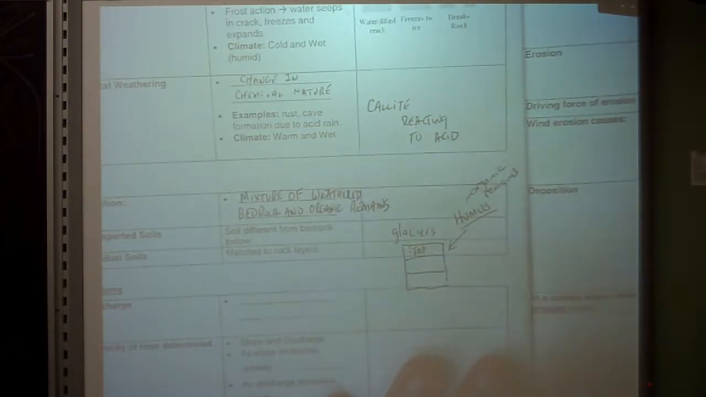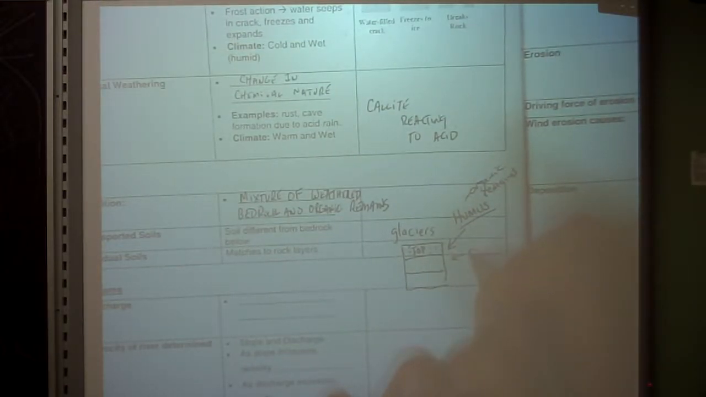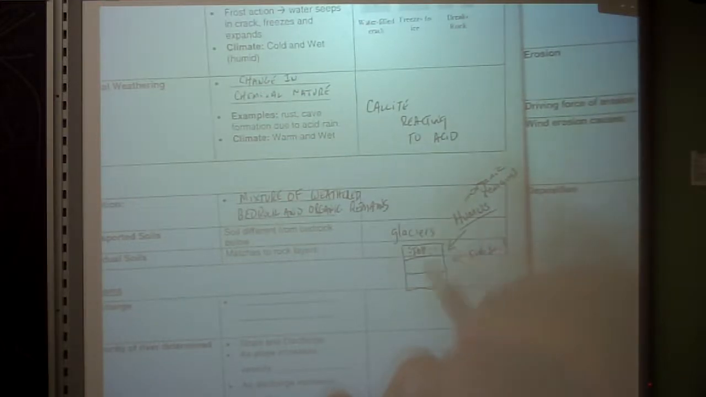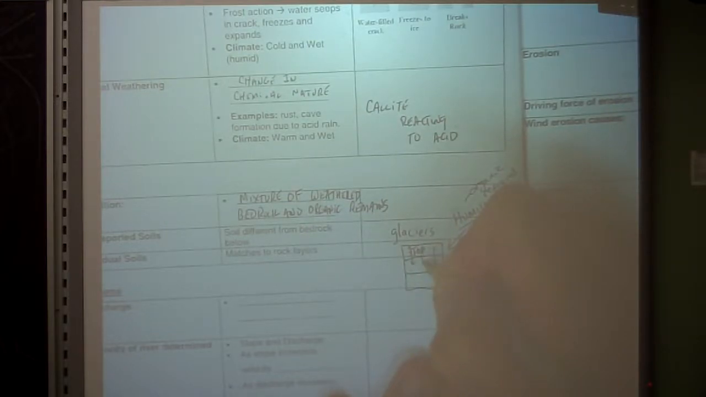So it's very fine. When we get down in here, we have the subsoil. The thing about the subsoil is it's usually mineral rich, because when water runs through the soil, it brings down the minerals.